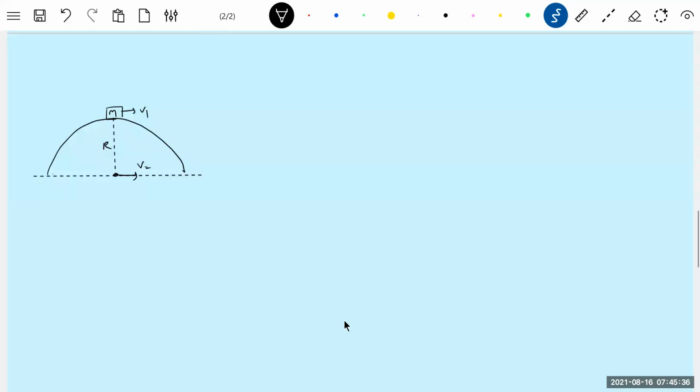At the highest point, what is the state of the hemisphere? The hemisphere is in motion. You can see this one. Even we are going to permit the hemisphere to move. What is the condition to leave the circular path at the highest point?